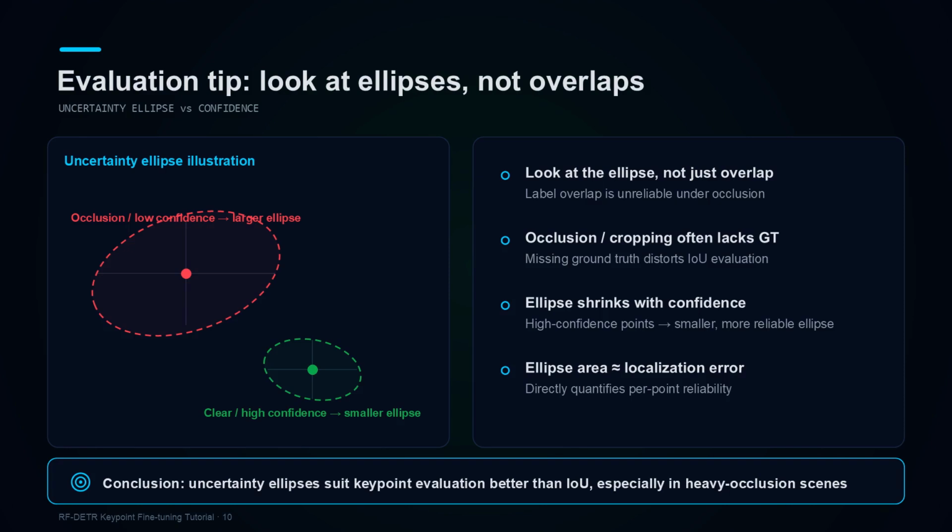Here's an evaluation tip. When judging keypoint quality, watch the size of the uncertainty ellipse rather than just whether labels overlap. Because occlusions and crops often lack ground truth, label overlap is simply unreliable. Higher confidence yields a smaller ellipse. This ellipse area actually approximates the localization error.